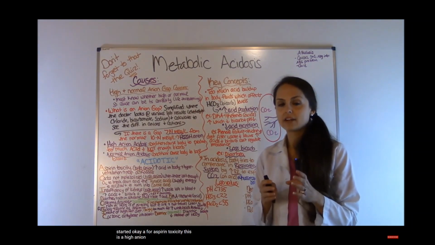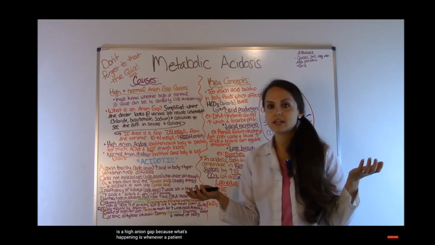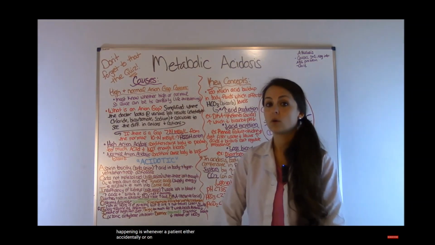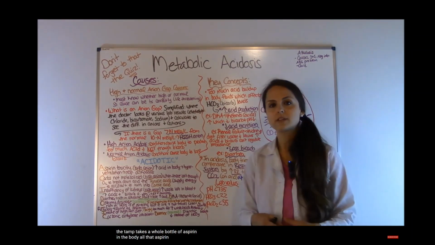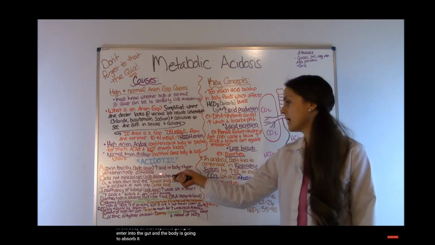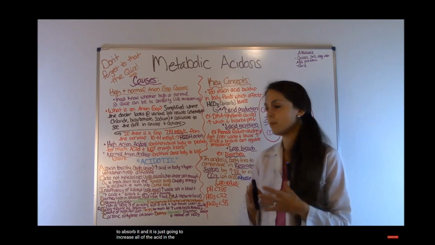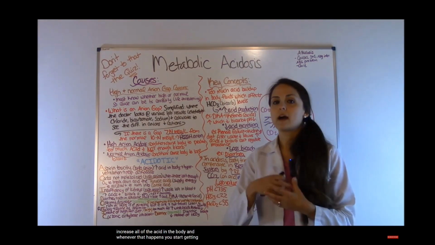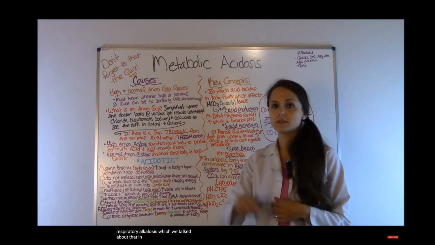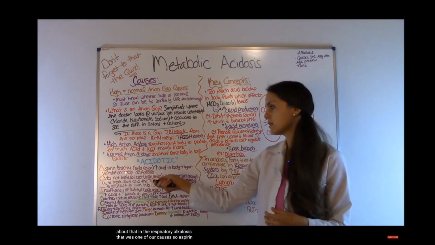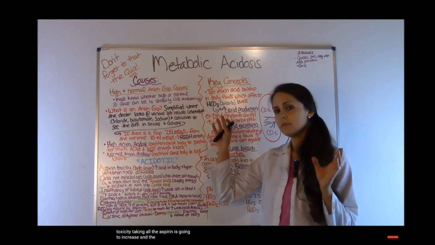This is a high anion gap, because whenever a patient either accidentally or on purpose, like in a suicide attempt, takes a whole bottle of aspirin, all that aspirin is going to enter the gut, and the body's going to absorb it, and it is just going to increase all of the acid in the body. And whenever that happens, you start getting hyperventilation, and you also get respiratory alkalosis, which we talked about in the respiratory alkalosis section. That was one of our causes. So aspirin toxicity, taking all the aspirin, is going to increase the acid in your blood.